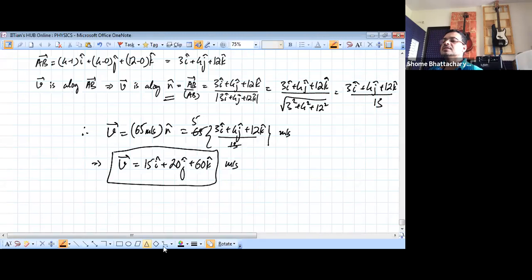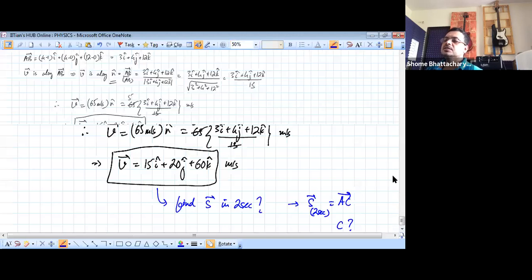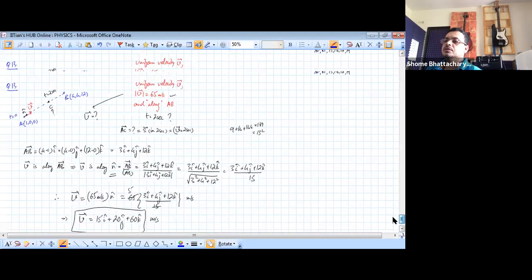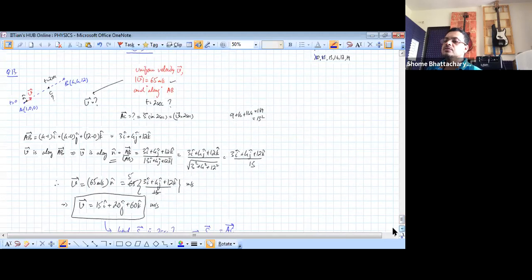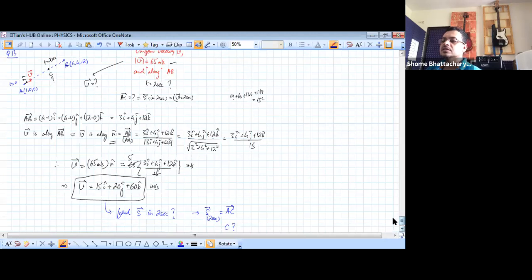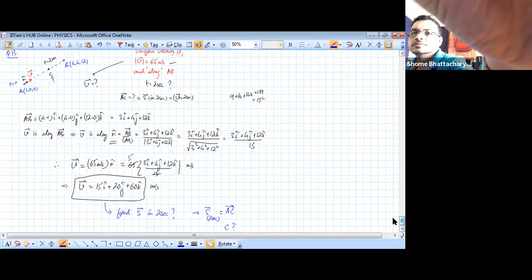So from this, next thing that you have to do is you have to find the displacement in 2 seconds. So that displacement in 2 seconds will be nothing but the vector AC, and from that you will get the coordinates of the points. Okay. So just write down up to here and try to complete these steps yourself. Okay. Again, I'll explain, but it's important that you try to work this out yourself. But basically, this is an application of vectors in three-dimensional kinematics. Just try this out.